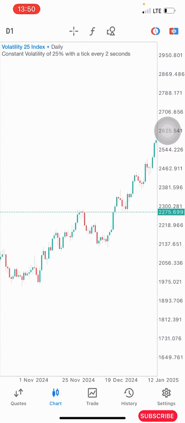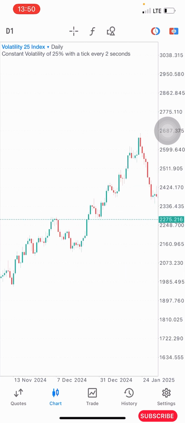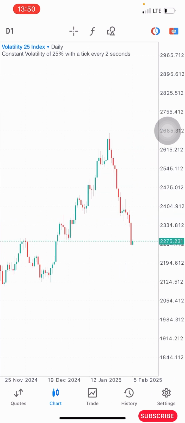In today's video I'll be doing my analysis on volatility 25 index. Okay, so this is the daily time frame which I like to do my analysis from. So I'm going to be doing a top down analysis starting from the daily. All right, so now as you can see, this is where the market is currently. So what I will do now is to identify the trend.